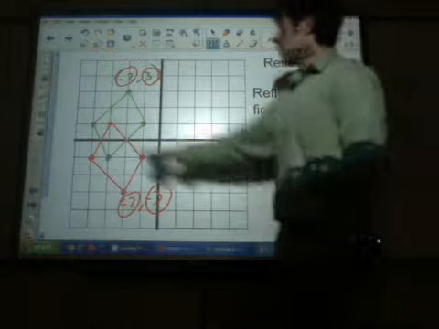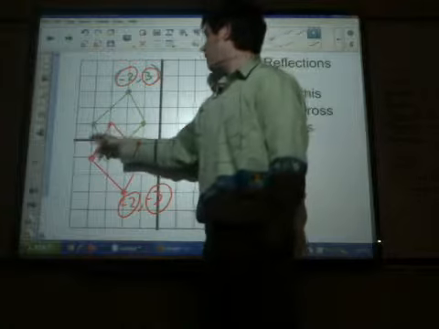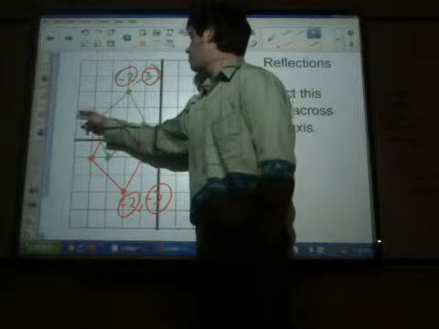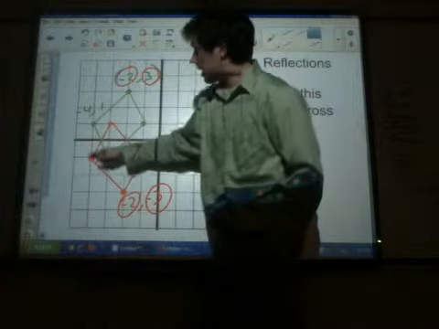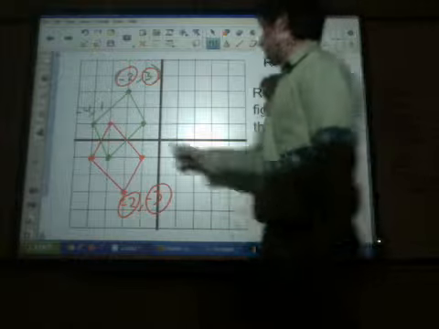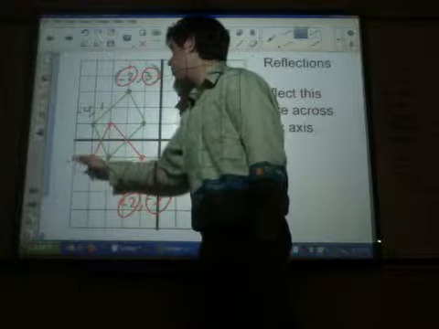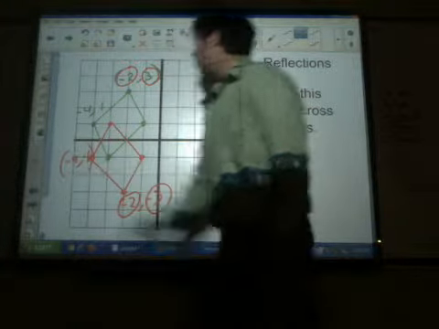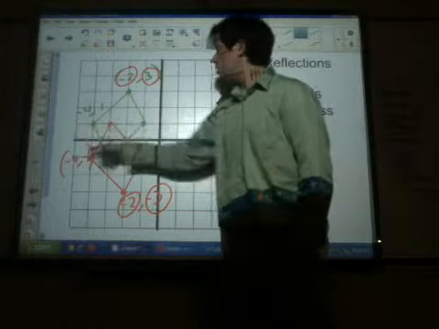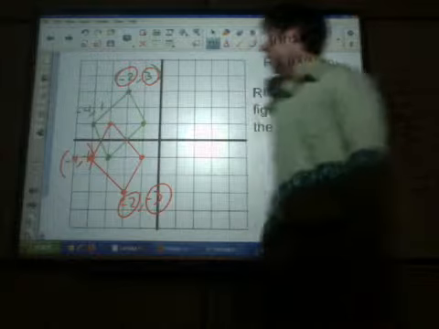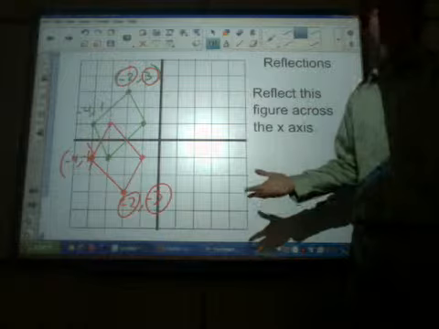Let's pick another point. Let's pick this one right here. It starts off at negative 1, 2, 3, 4, positive 1. So negative 4, comma 1. And as we folded it down, it became this point right here. That is negative 1, negative 2, negative 3, negative 4, negative 1. Negative 4, comma, negative 1. So, did our rule hold true again? X didn't change. Y changed from positive to negative. The rule held true again. That is going to, in fact, work every single time.